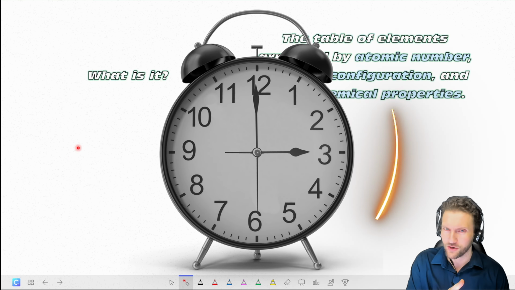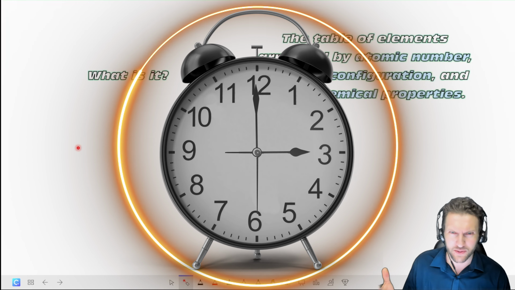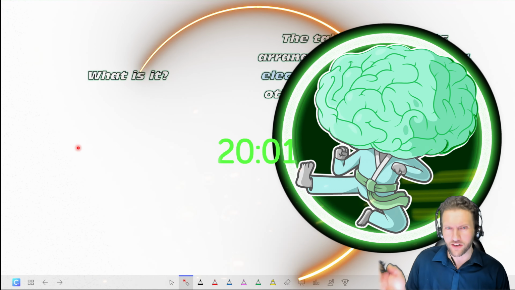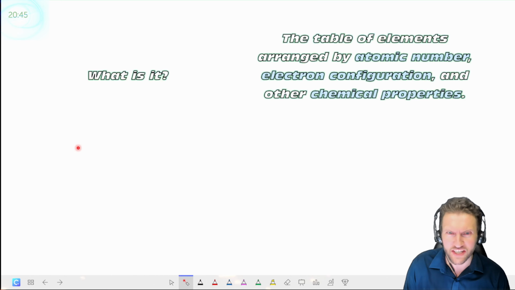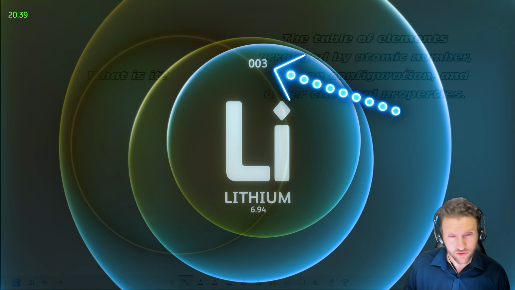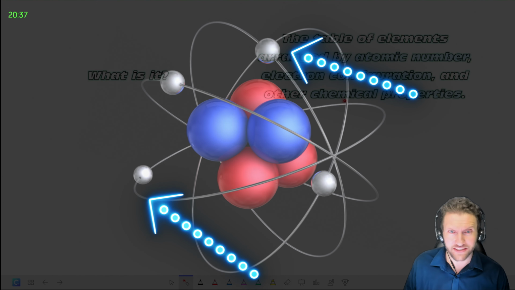But before we do, don't start the timer yet. Do we start the timer yet? No, not yet. In fact, no, let's start the timer right now. Why not? First question, what is it? What is this table about anyway? Well, take note, atomic number, electron configuration, and chemical properties.